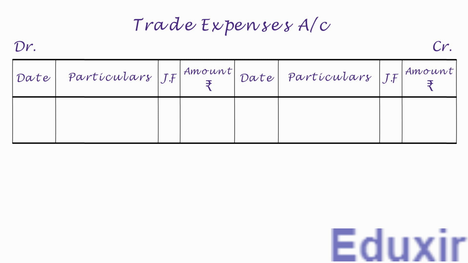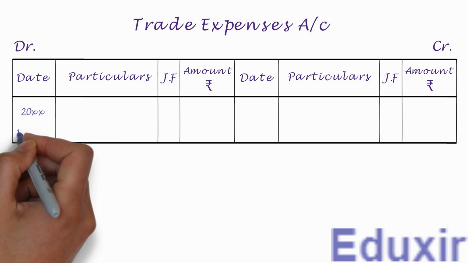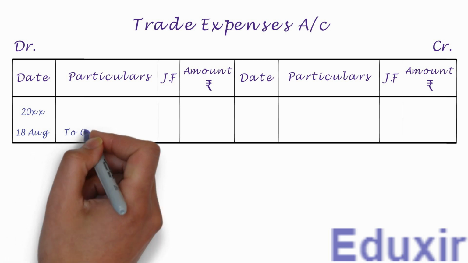Now on the debit side, let us first write the year in the date column. Let us now write the date. We need to write to cash account into the particulars column.